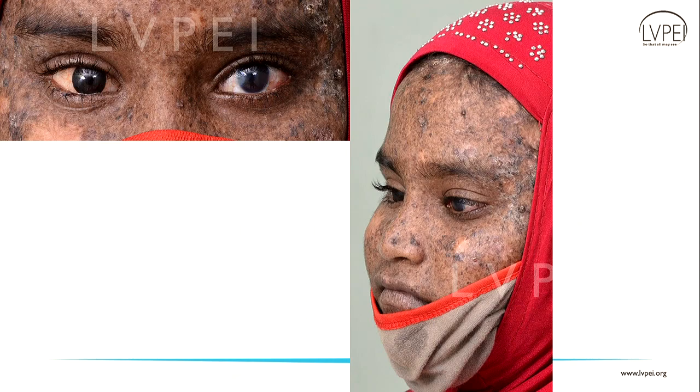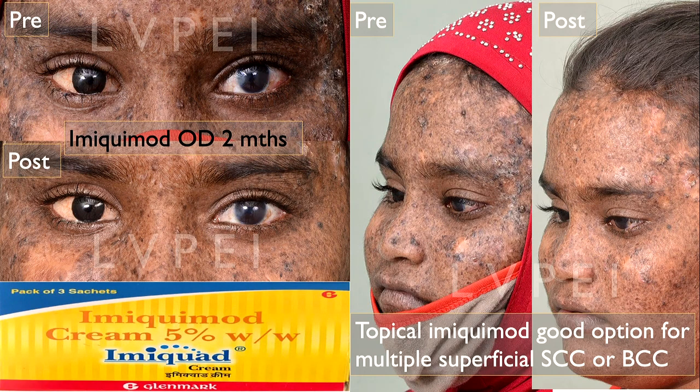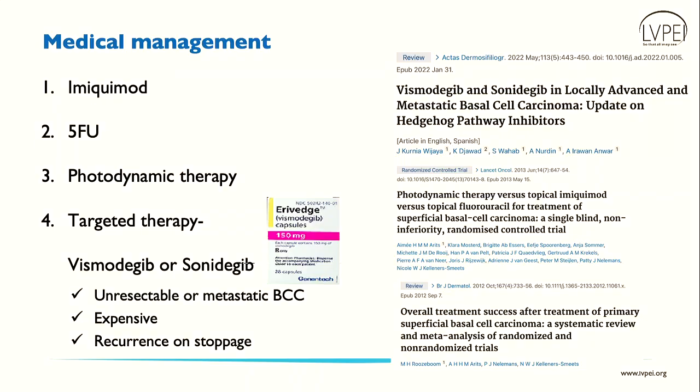To my last point, targeted therapy like imiquimod, we use. This is a patient of xeroderma pigmentosum with multiple squamous cell carcinoma. So we used imiquimod for 2 months with the lesions coming down. So imiquimod is a good option and very easily available for multiple superficial squamous cell carcinoma or basal cell carcinoma.